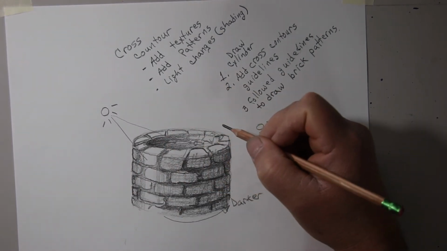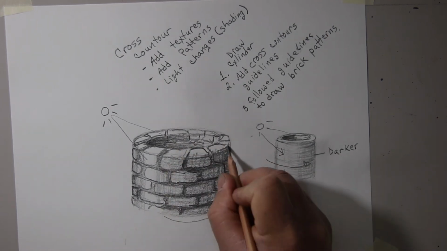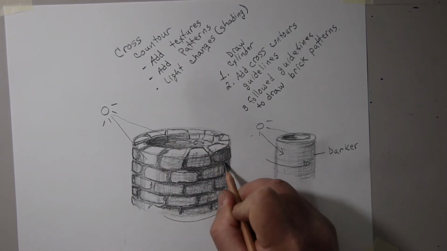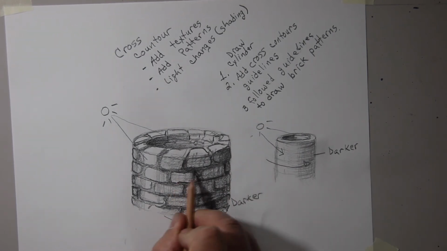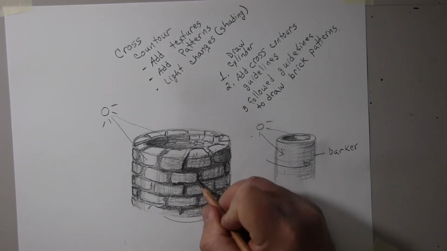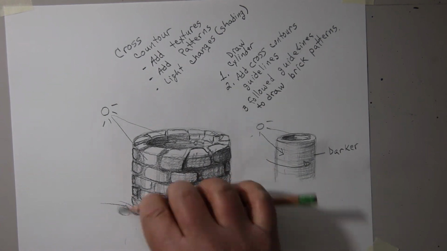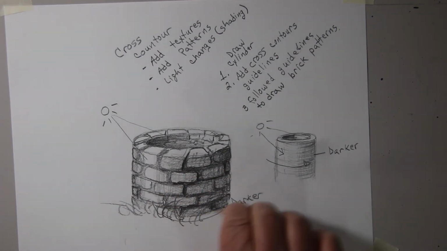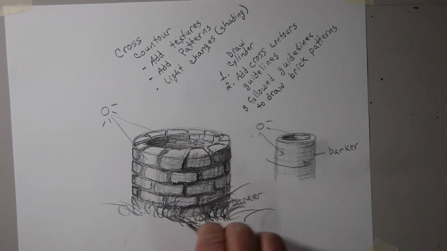For the top, I'm going to leave that relatively light. I'm just going to go ahead and darken up the mortar just a little bit, but the top is actually catching a lot of the light, so it's going to be relatively light. A little bit of grass to suggest that the old well is sitting on the ground somewhere, and we're pretty much done with this little demo.